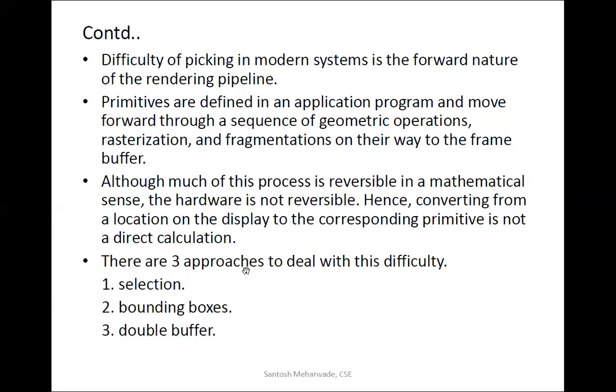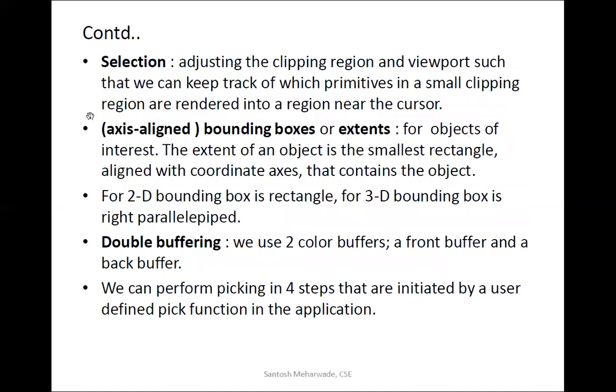So there are three approaches to deal with these difficulties. One is selection, the second one is bounding boxes, and the third, a very common one, is the double buffer. First, selection: adjusting the clipping region and viewport so that we can keep track of which primitives in a small clipping region are rendered into the region near the cursor. So here we use clipping regions and the viewport so that we can track which primitives in the small clipping region need to be rendered whenever we place the cursor over it. That is what we call the selection method.